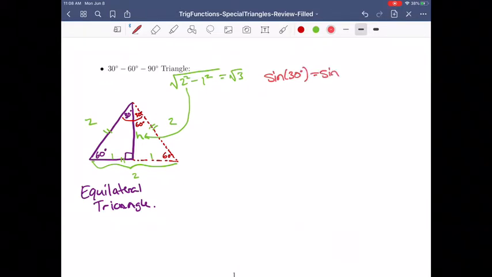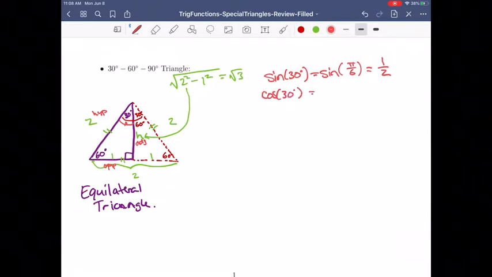Okay, so this is sine of pi by 6. Here's our angle, which means that the 1 is our opposite, the h is our adjacent, and the 2 is our hypotenuse. So sine is the opposite over the hypotenuse, so it's going to be 1/2.